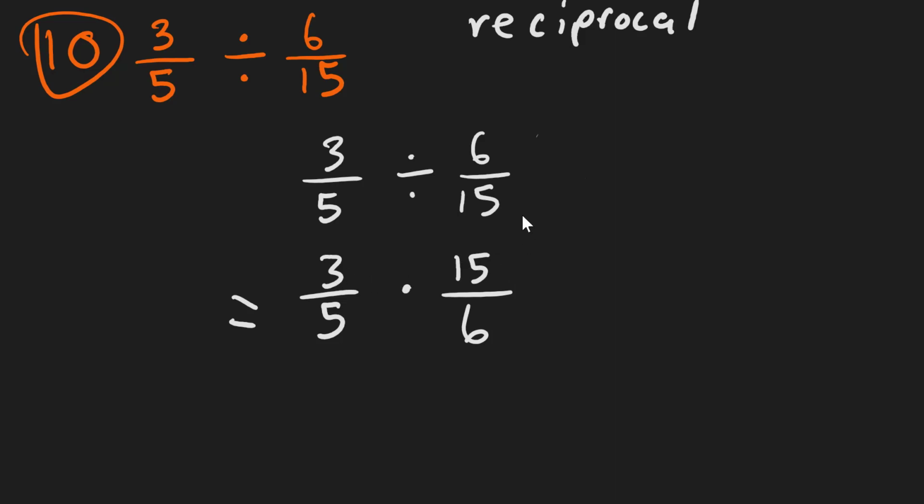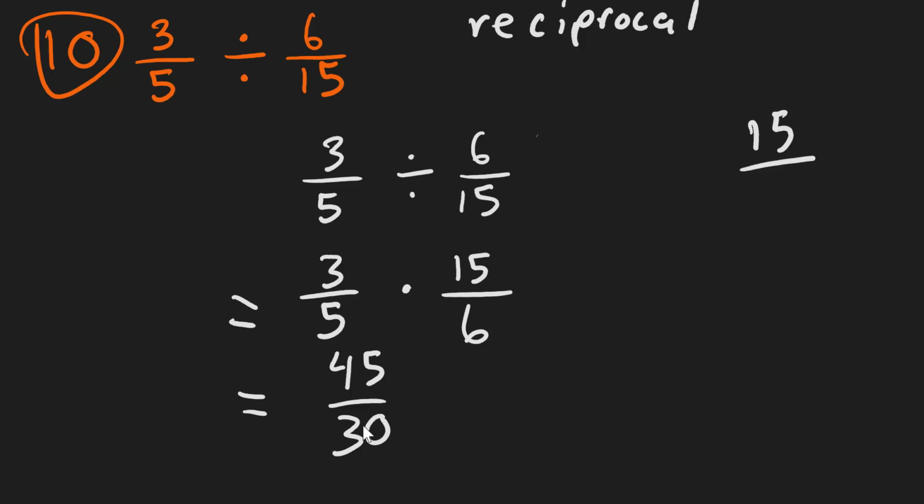And so 3 times 15 is 45. And 5 times 6 is 30. And that's our answer, but is it in simplified form? Well, does 30 go into 45? No, it does not. Is there another number that goes into both 30 and 45? Yes, there is. So what's the biggest number that goes into both 30 and 45? Well, 15 is the biggest number that goes into both 45 and 30.